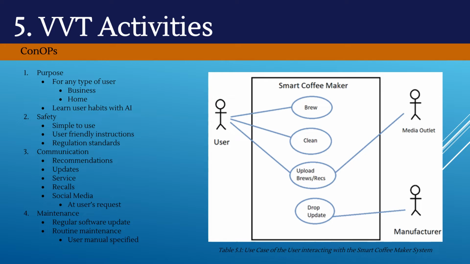The purpose of our system is to be used by the user. It can be used in the business or home. We want to include an AI in the system so it can learn the user's habits, so it can predict or recommend coffee recipes to the user, so it can enhance and improve the user's interaction with the system.